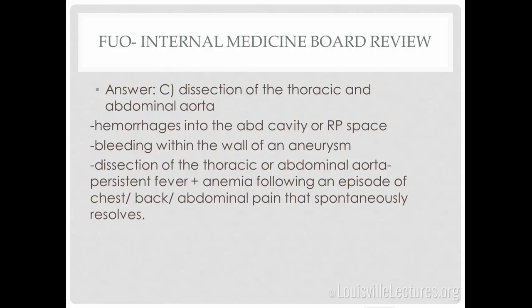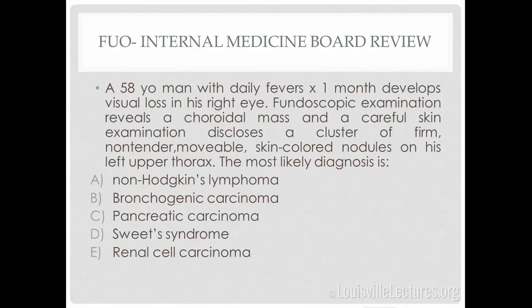You have hemorrhages into the abdominal cavity or retroperitoneal space. You can have bleeding within the wall of an aneurysm. And with a dissection, you can have persistent fever and anemia following this episode of a sharp back or chest pain that then goes away, because it was hurting, but then now it's burst, so it subsides. All right? All right, let's look at this guy.